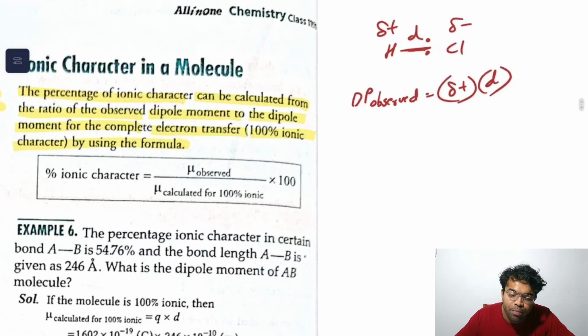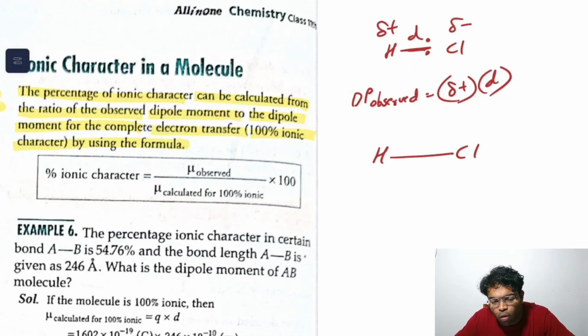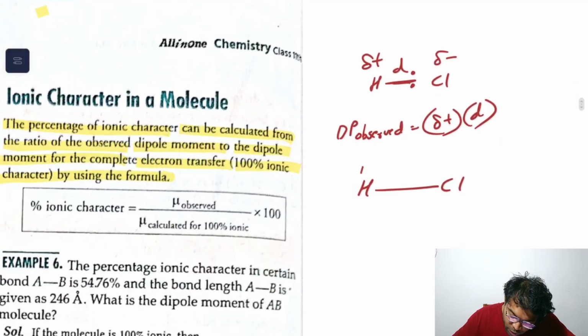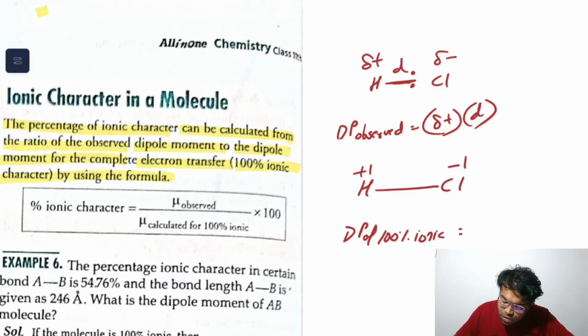Now, what will be the 100% ionic character? Here you have H, you have Cl. There is a bond here. Now, how did this bond form? Hydrogen actually donated this electron to chlorine. Therefore, there is a plus one charge here and a minus one charge here. So, the dipole moment of 100% ionic is equal to how much? 1 multiplied by d is equal to d.